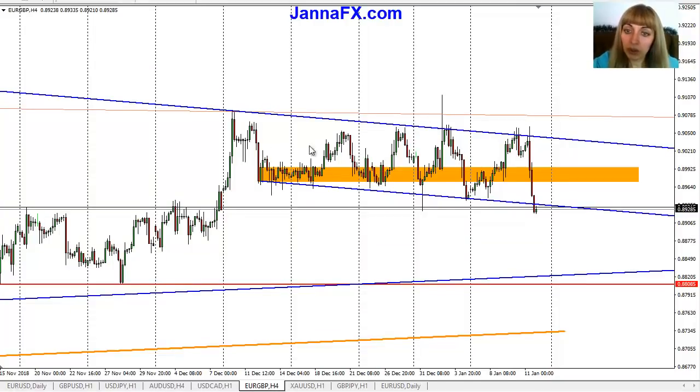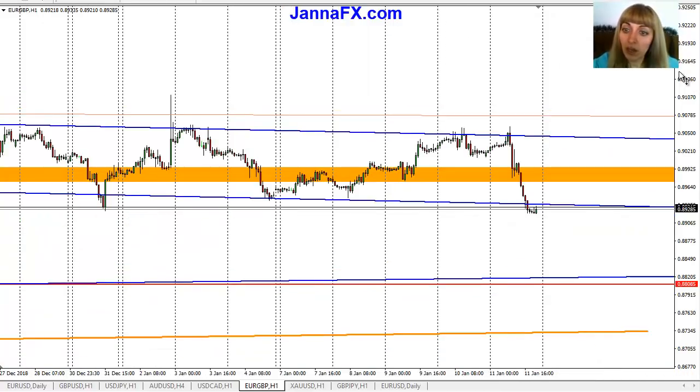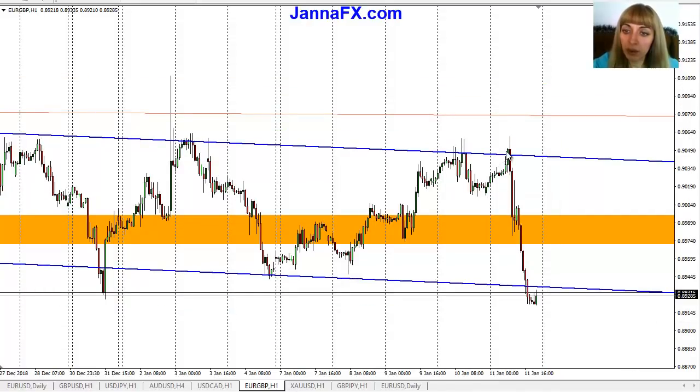So euro pound. Euro pound had a big drop, and obviously it has created a little bit of a pattern on a bigger chart, but on the 1 hour chart it didn't give me much, except a little bit of a top, so it would have looked like a double top, and possibly I could use that as a level for a selling point.